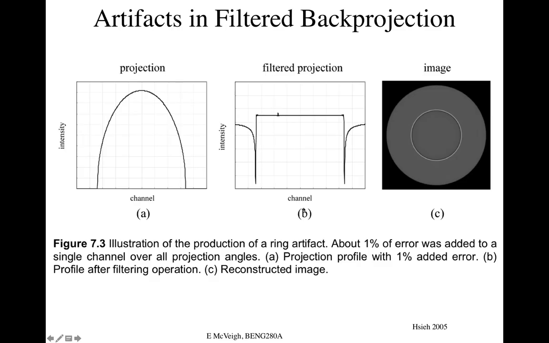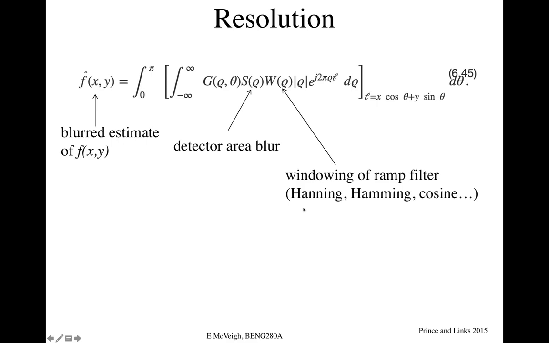I'll go here. Okay, so we talked about resolution and the line spread function and point spread function. And now that we have an understanding of what's going on in Fourier space when we're doing CT, we can start thinking about the resolution of our imaging system by looking at the transformation from Fourier space.